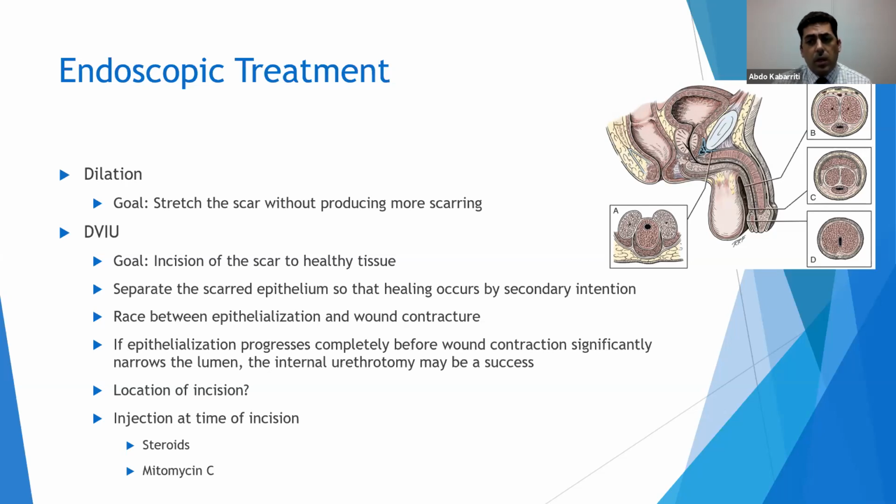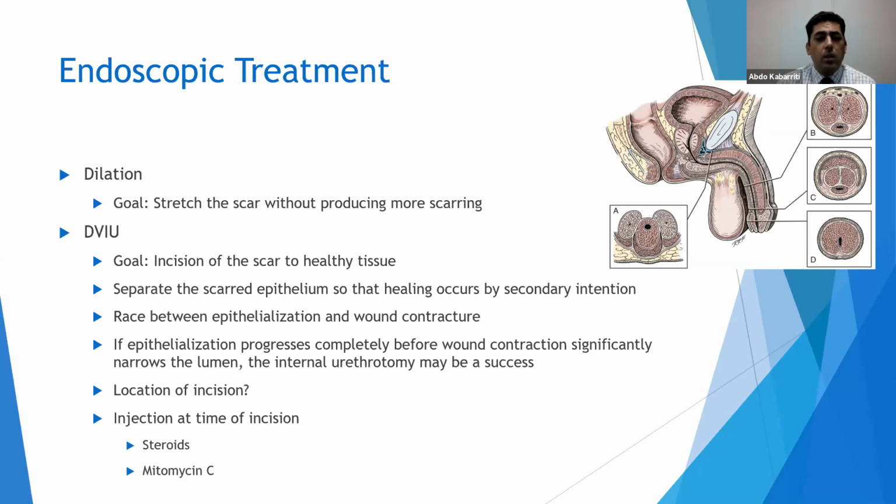Now, what is the best location for DVIU? Many of us during training did our DVIUs at the 12 o'clock position, and it's a question of whether that is the best location. As I mentioned earlier, proximally, the urethra is eccentrically placed. So when you're doing it at 12 o'clock, you don't have much corpus spongiosum there, and you could introduce extravasation into the intracorporeal space. And more distally, you are not that far off from the corpora cavernosa, and you could potentially be putting this patient at risk for erectile dysfunction. So that is something to keep in mind.